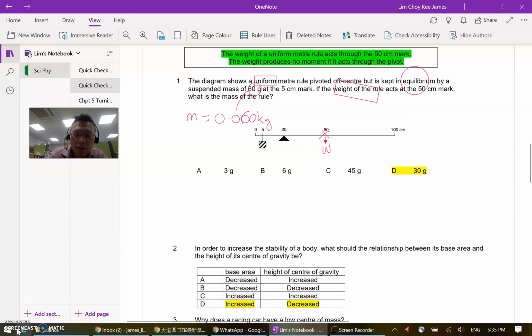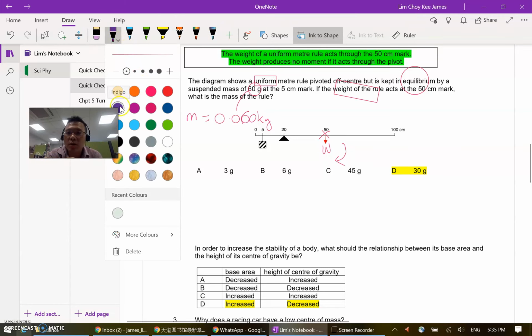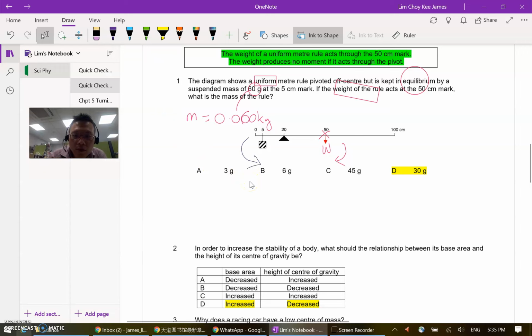So between the weight and the pivot, the weight will generate a clockwise moment. As for the 0.06 kg object, it will generate another moment to balance, because the question says it's in equilibrium. So it will generate an anti-clockwise moment to balance out.